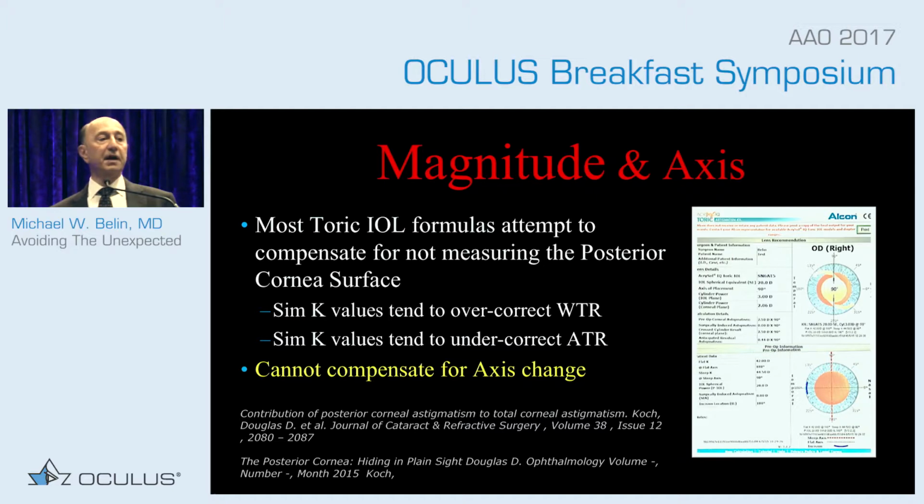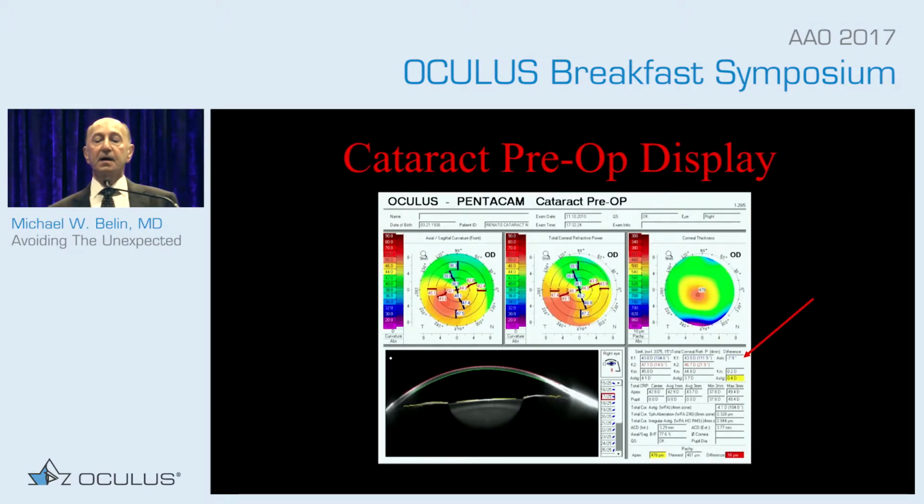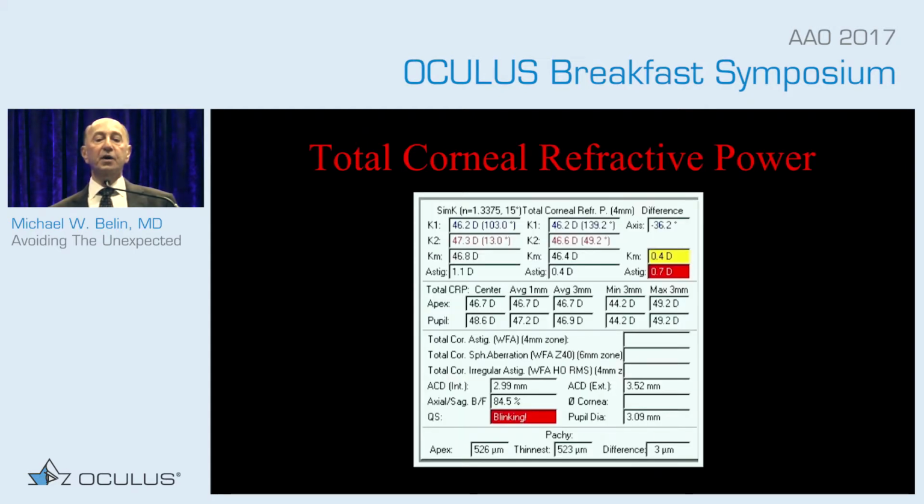So the picture on your right is the original Alcon Toric IOL. And I routinely have, in addition to the BAD display for rapid screening, this, which is the Pentacam's cataract pre-op display. We'll show you a blow-up of the bottom right part in a second. So here again, we can look at SIMK values on the upper left, total corneal refractive power in the middle, and at the right you will see the axis variation between SIMK values and total corneal refractive power.